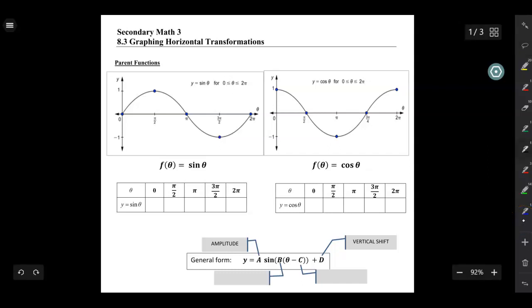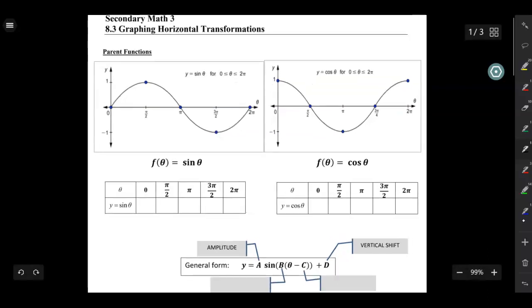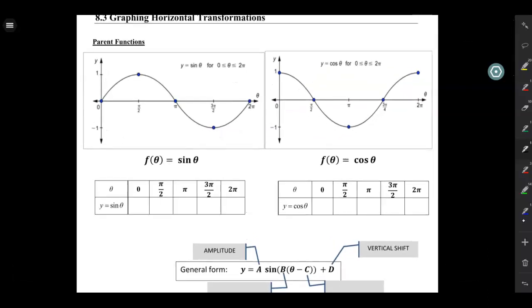In this video, we're going to be talking about doing horizontal transformations with two parent functions, the sine of theta and the cosine of theta. Before we begin, let's review the graphs of the sine and the cosine and their parent function tables. Both the sine and the cosine are periodic or cyclic, which means they have these waves that they just keep repeating forever and ever to the left and the right.